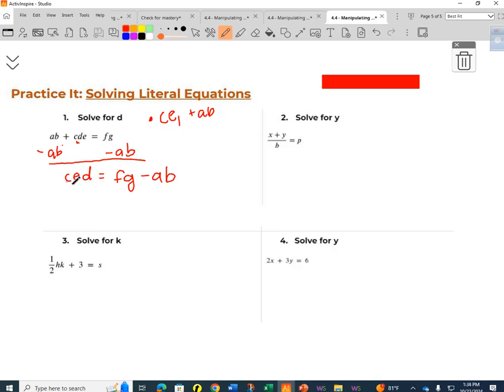So now I have to get D by itself. D is getting multiplied by both of those. I can divide them both away at the same time. Wait, I have a question. Okay? Go ahead.